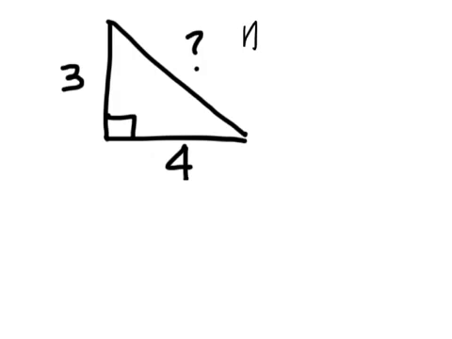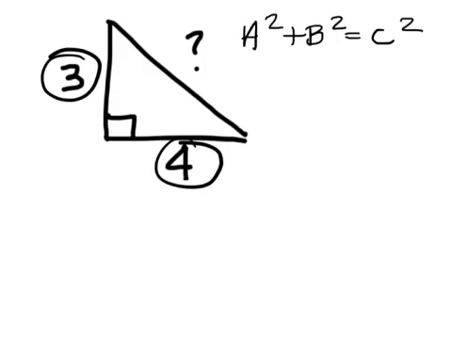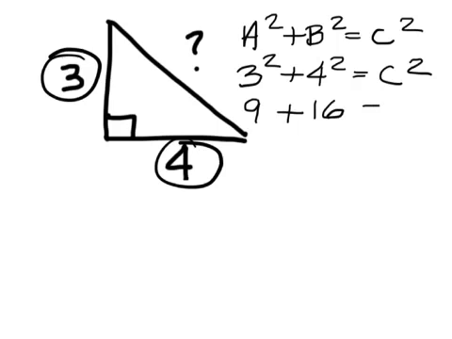First, write out the formula. A squared plus B squared equals C squared. And plug in what you know. Remember, the A's and B's are 3 and 4. It makes no difference in what order you put them in because you'll still get the right answer. So we'll put 3 squared plus 4 squared equals C squared. Simplify your squares. 9 plus 16. And then add 9 and 16.